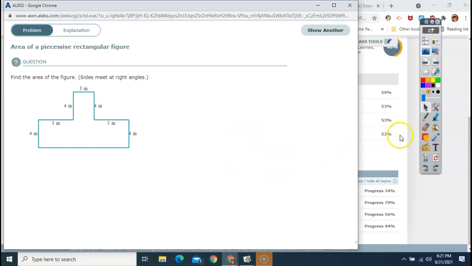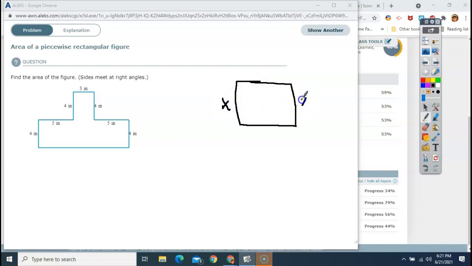Piecewise, okay. So the first thing I want to do is to remind you that when you're looking at a rectangle, you have 2 sides that are always the same. These 2 sides will be the same, and then top and bottom will be the same. So basically what I want to do is cut this, make this a rectangle. If this is 4, this is 4, because there's a 4 right here, and then this is 5.